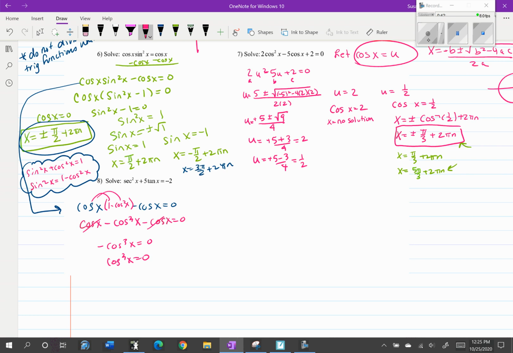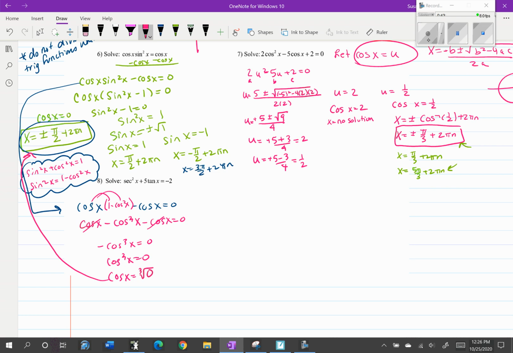How do I get rid of something that's a cube? We take the cube root. So the cosine x equals the cube root of 0. You don't need a plus or minus when you're taking an odd power root, or getting rid of an odd power, I should say. So the cosine of x equals 0, which we said already is plus or minus pi over 2 plus 2 pi n. So again, you could use algebra or identities and some of these to solve using the quadratic formula.